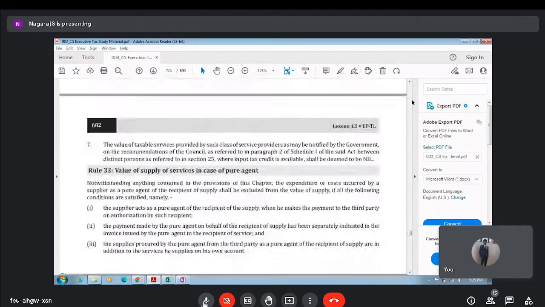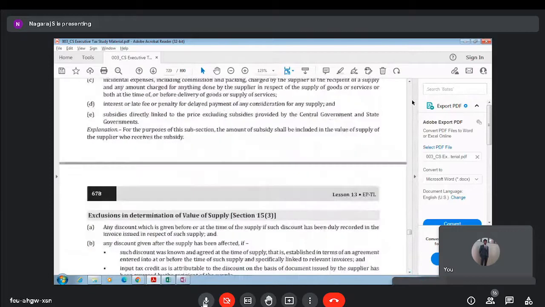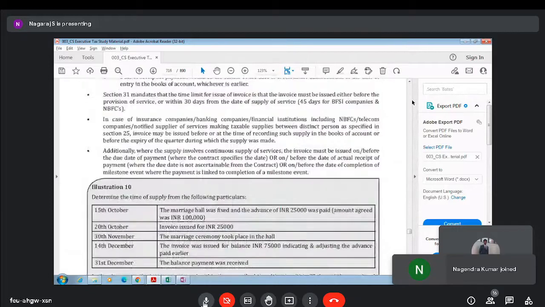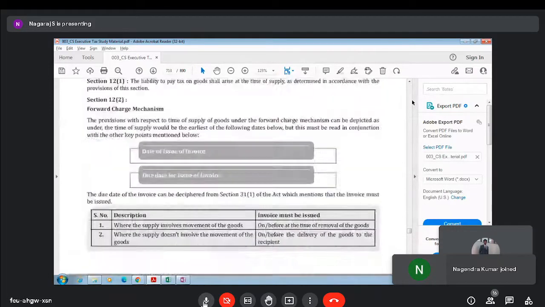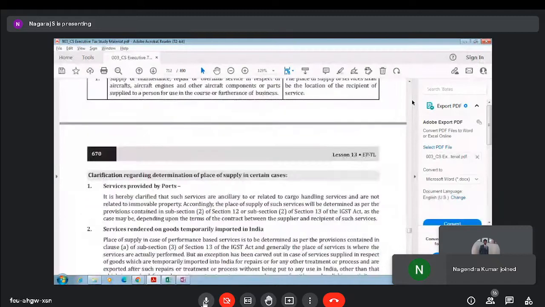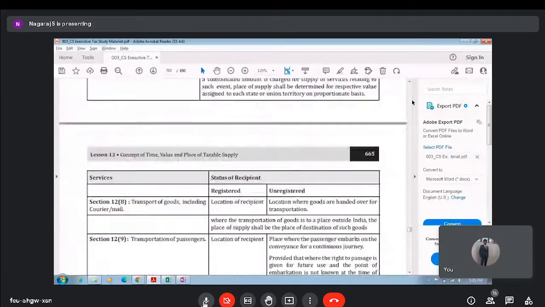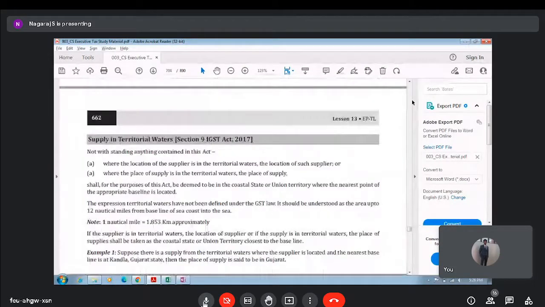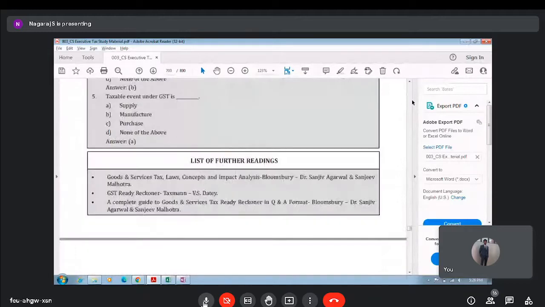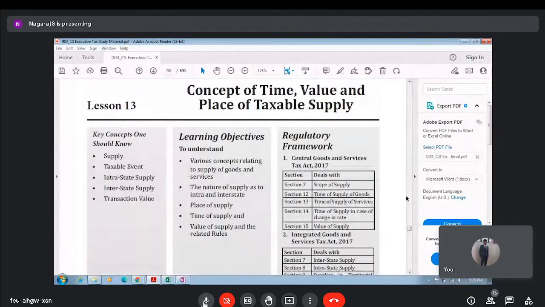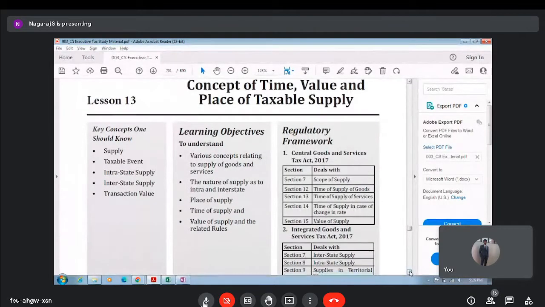Next, we are coming to place of provision, POP. Mark this one as very, very, very important. You will get minimum 3 to 4 questions in this.